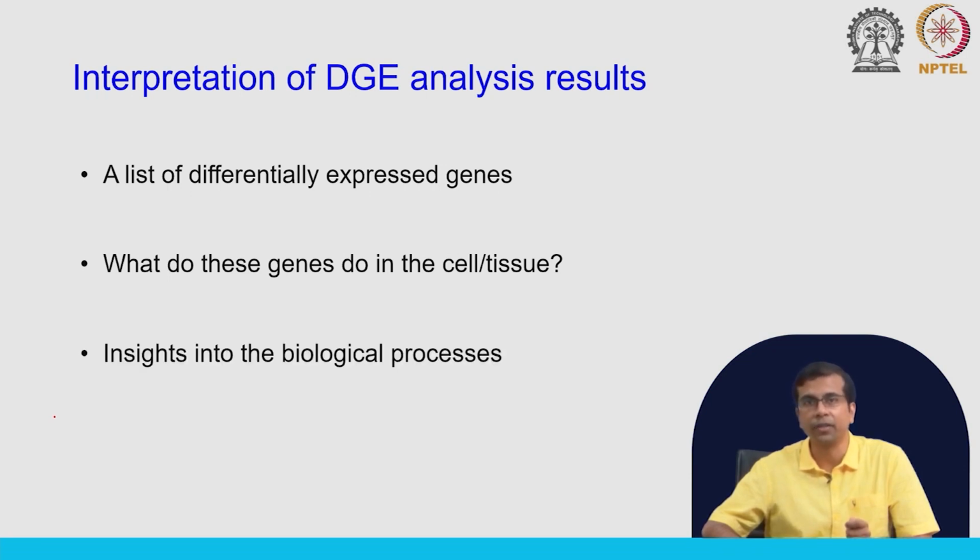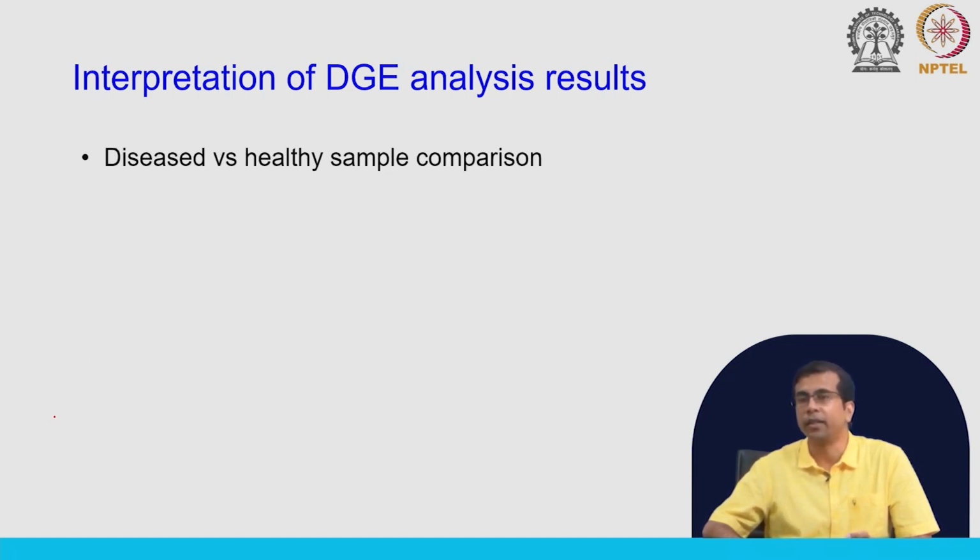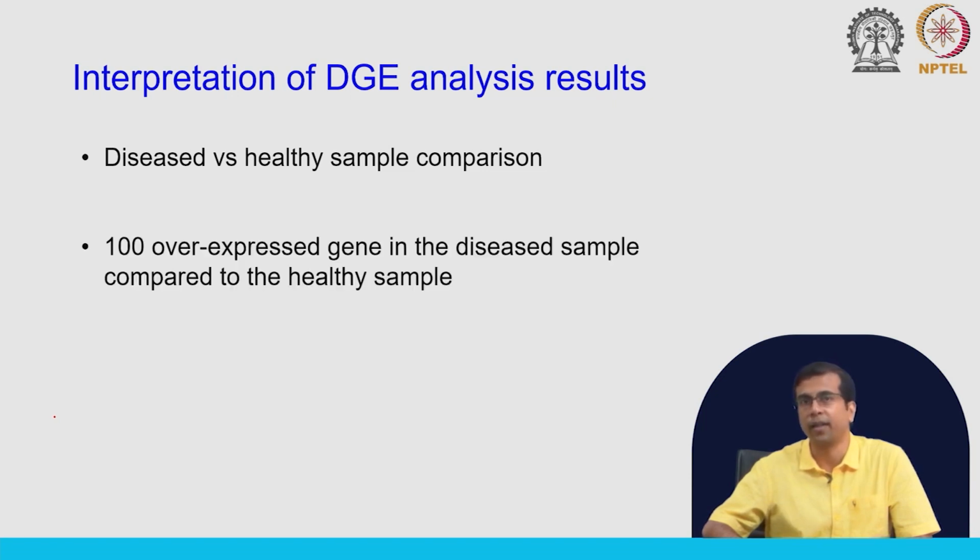Why do you want to know these functions? Because they will give us insights into the biological processes. So, you can imagine this disease versus healthy situation. We are comparing disease versus healthy samples, and we have done the differential gene expression analysis. We have identified a list of genes, and let us say we have identified 100 overexpressed genes in the disease sample compared to the healthy sample.